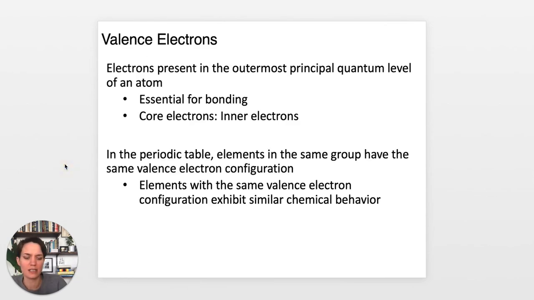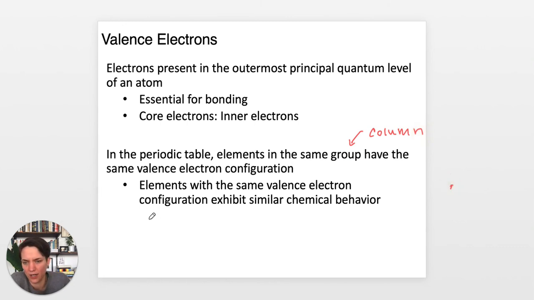We just have one last slide. So we just covered valence electrons. It's the outermost principal quantum number. So what that's saying is your n level, right? Principal quantum number. They're essential for bonding. Core electrons are those inner electrons. And this is a really big concept. So in the periodic table, elements in the same group, right? Group is column. They're going to have the same number of valence electrons.